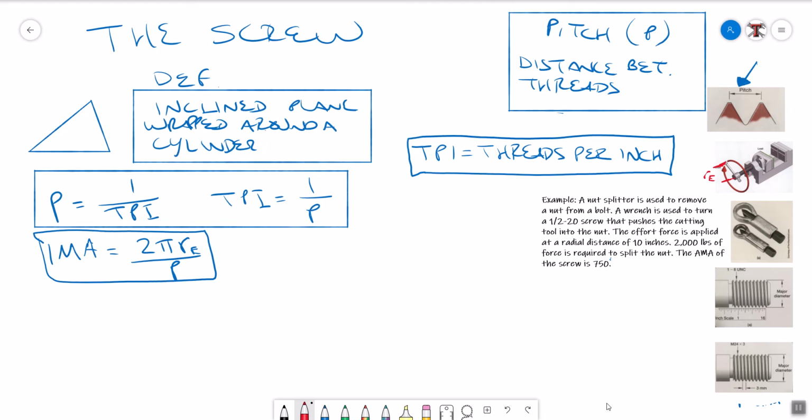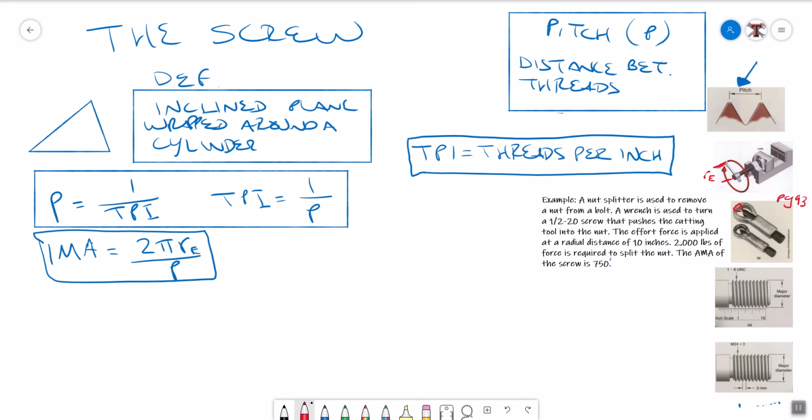So let's go ahead and do an example. This picture here is of something called a nut splitter. What you do is you put this around a nut, and I'm going to try and draw a small, well, the nut goes in here. There's a better picture of it on page 93 of your book.